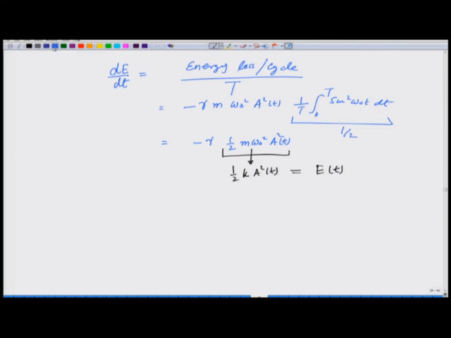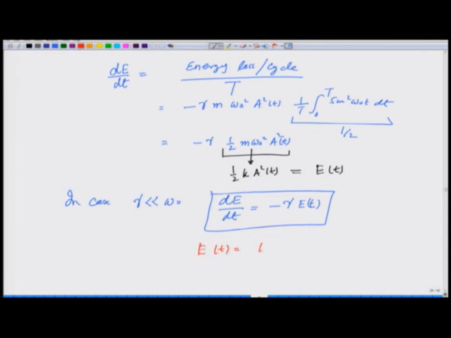So, what we see in case of gamma being much less than omega 0, dE by dt is equal to minus gamma E t, or the energy of the system E t goes as some E 0 at time t equals 0, e raised to minus gamma t. That is the solution of this equation.